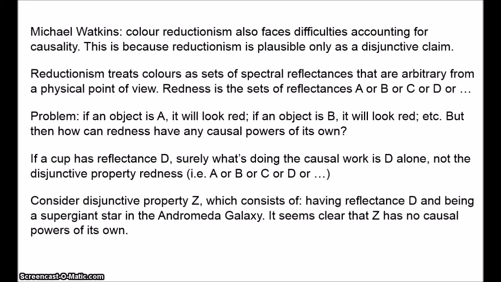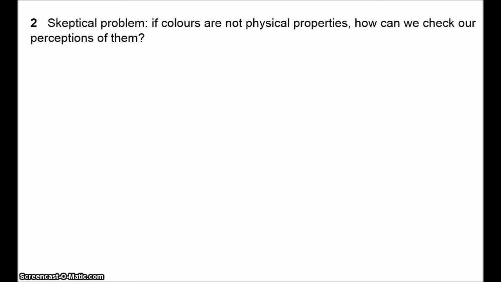Okay, so that was the problem arising from causality for primitivism. A second objection to primitivism is that it faces a skeptical problem. How can we know whether we are accurately perceiving colours? The trouble is that if colours are not physical properties, there's no way to check them.